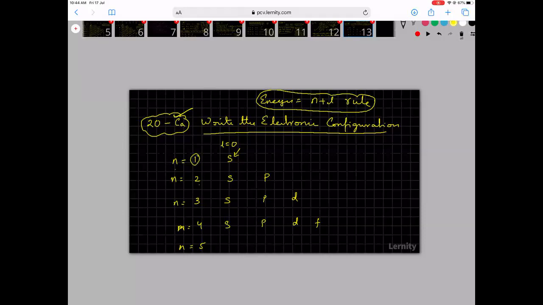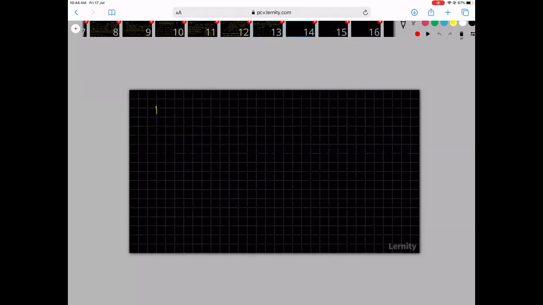The n value is 1, the l value is 0. So 0 plus 1 is 1. There is nothing else which will have energy 1. So 2 electrons can go there. Why 2 electrons? Because the 2 electrons will have opposite spins. Who gave the rule for that? That is a part of Pauli's exclusion principle. I made a mistake. Pauli's exclusion principle.